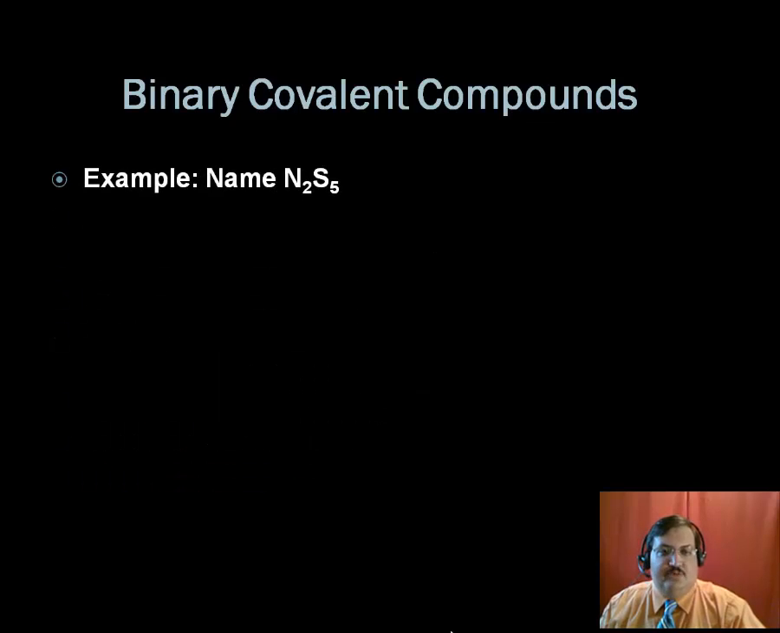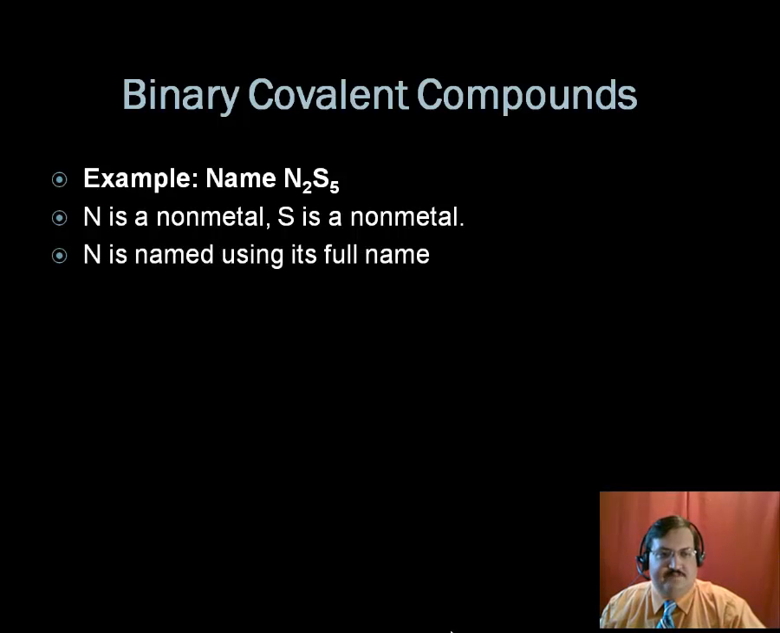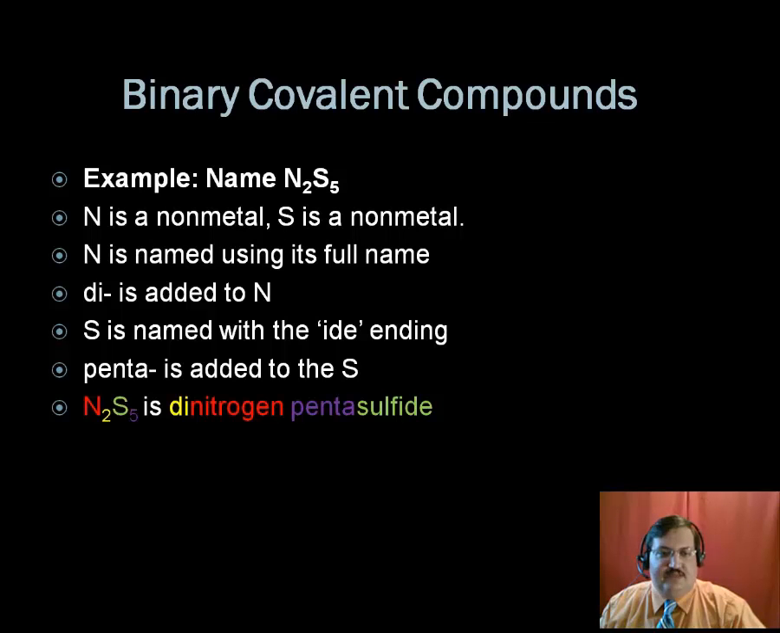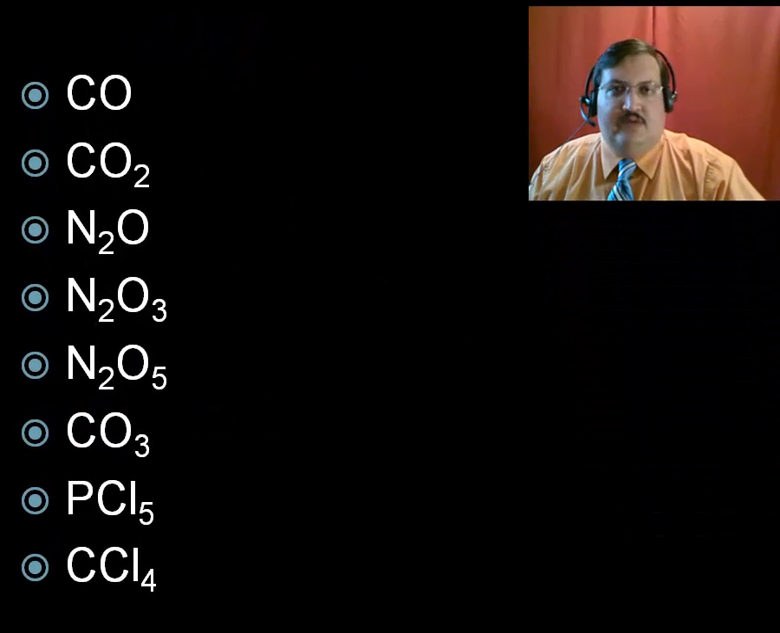In the next example, we're going to name N2S5. N is a nonmetal, S is a nonmetal, so we can use this convention. N is named by using its full name. Di is added to the N because there is more than one of them. S is named with the IDE, so sulfur becomes sulfide. Penta is added to the sulfur because there are 5 of them. So we get N2S5, dinitrogen pentasulfide. Now go ahead, take a minute, pause the video, and name these examples.